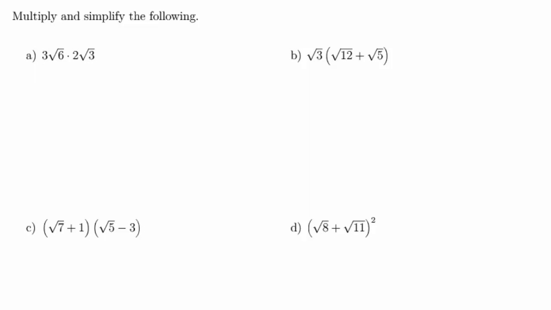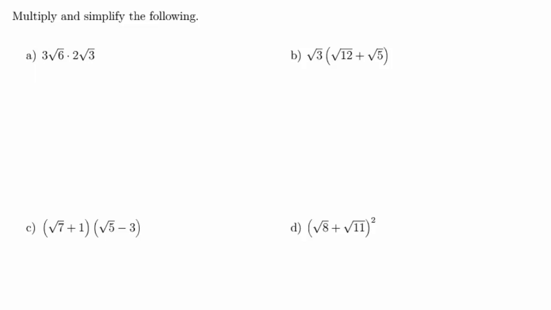In this video, we're going to multiply and simplify expressions containing square roots. The first example we have has the number 3 times the square root of 6, and then we see the dot for the product, so we're multiplying that by the number 2 times the square root of 3. So our goal here is to get as few radicals as possible with the smallest numbers inside those radicals as possible.